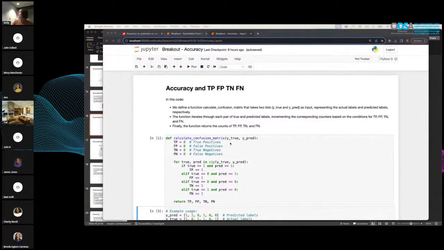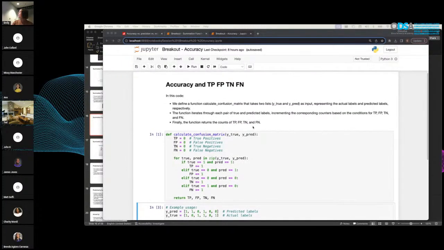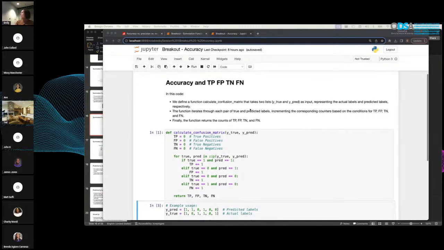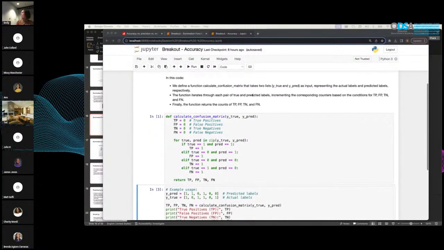All right, sorry about that. Accuracy, last breakout activity here, and then we'll be done for today. So accuracy and true positive, false positive, true negative, false negative.